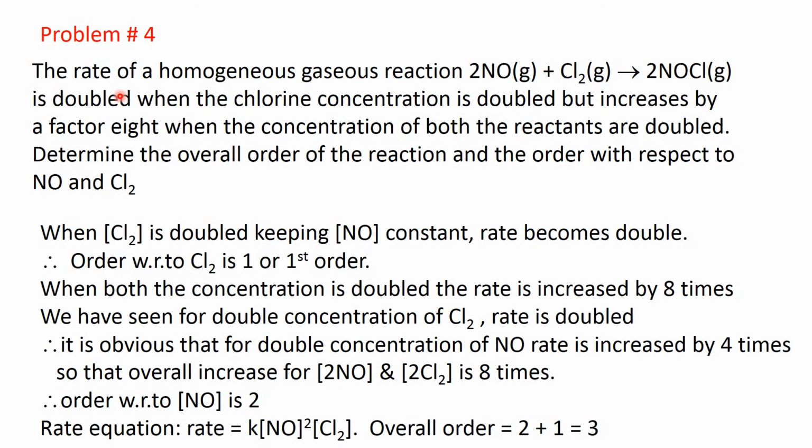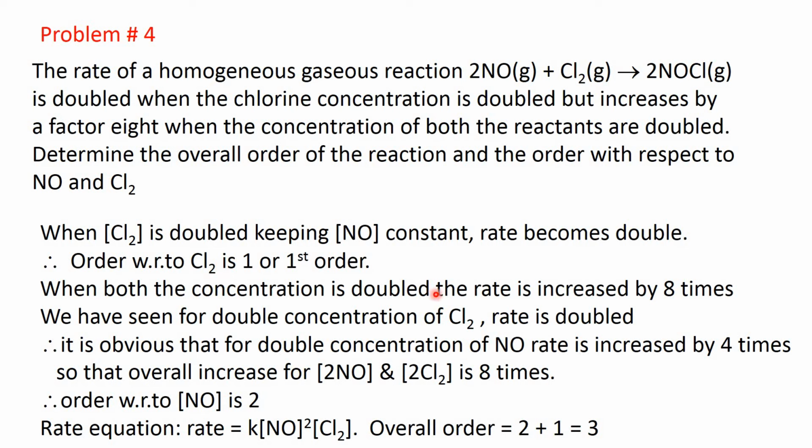Now, problem number 4. The rate of a homogeneous gaseous reaction, 2NO, that is nitric oxide gas, plus chlorine gas giving 2NOCl gas, is doubled when the chlorine concentration is doubled, but increases by a factor of 8 when the concentrations of both the reactants are doubled. Determine the overall order of the reaction and the order with respect to nitric oxide and chlorine. When chlorine concentration is doubled, keeping NO constant, the rate becomes double. So the order with respect to chlorine is first order.